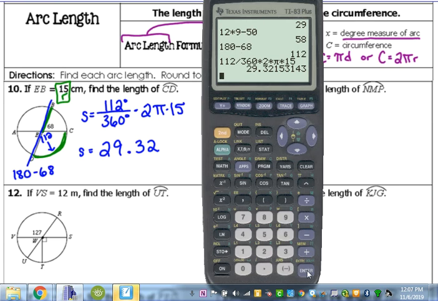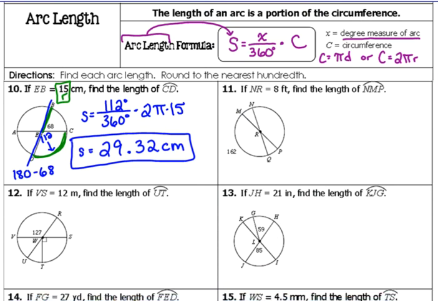We want to put units on it. This is centimeters. It's not squared. We're not finding area. We didn't multiply any units together. These were degrees. The 2 is just a constant. The 15 is the only number with the units on it. So it's 29.32 centimeters.